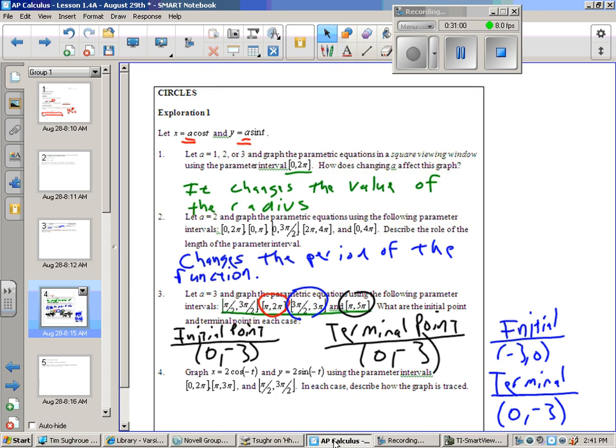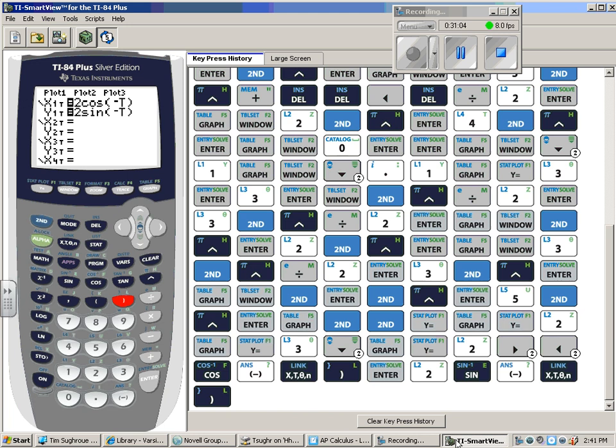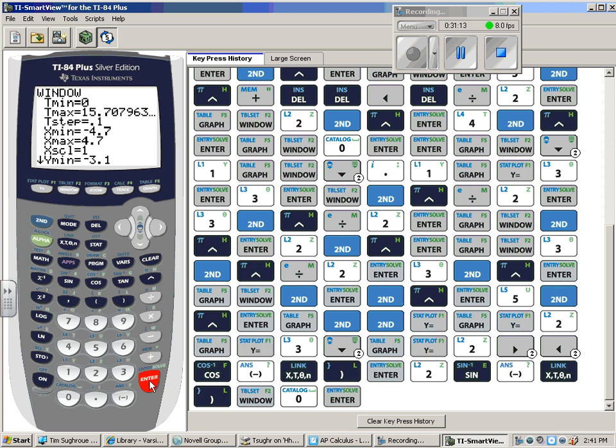All right. Back to this. We're going from 0 to 2 pi the first time. So here's our window. The t min is going to be 0. The t max is going to be 2 pi.